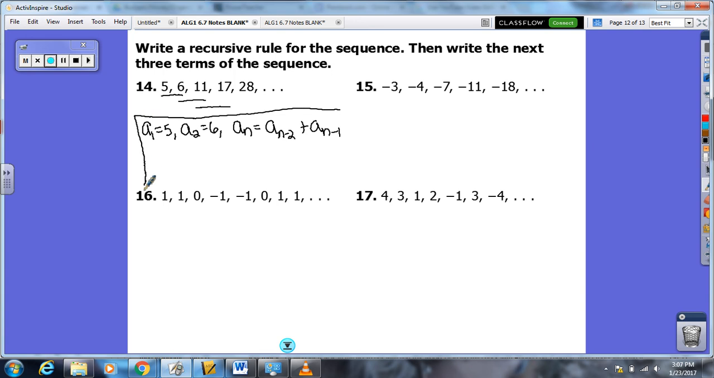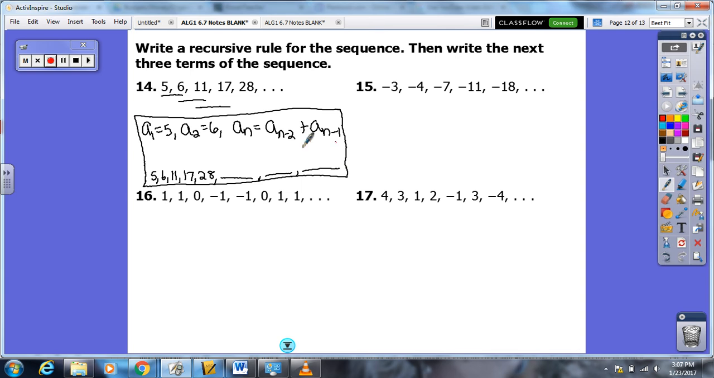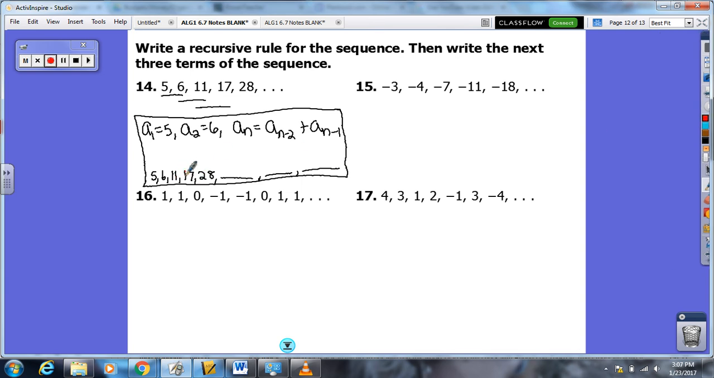And that's going to be the first part of my answer, although I still need to find the next 3 terms, okay? So we have 5, 6, 11, 17, 28. So now I need these 3 terms. What I did to get 28 was I took 11 plus 17. So in the next one, I'm going to do 17 plus 28. When I type that into a calculator, I get 45. To find the next term, I'm going to do 28 plus 45.